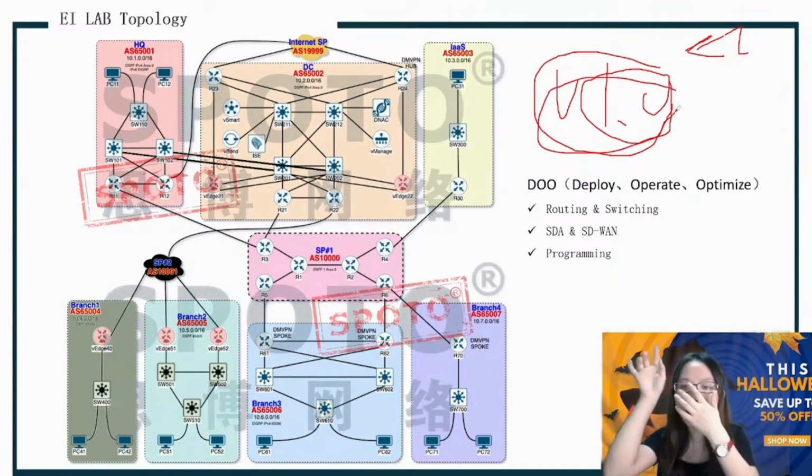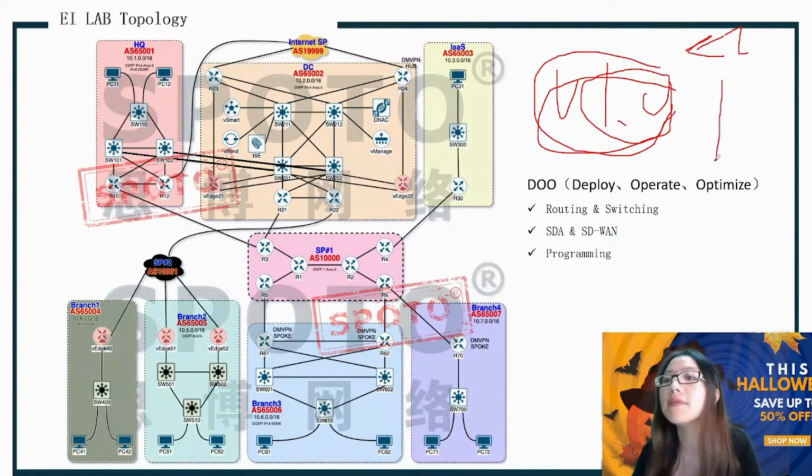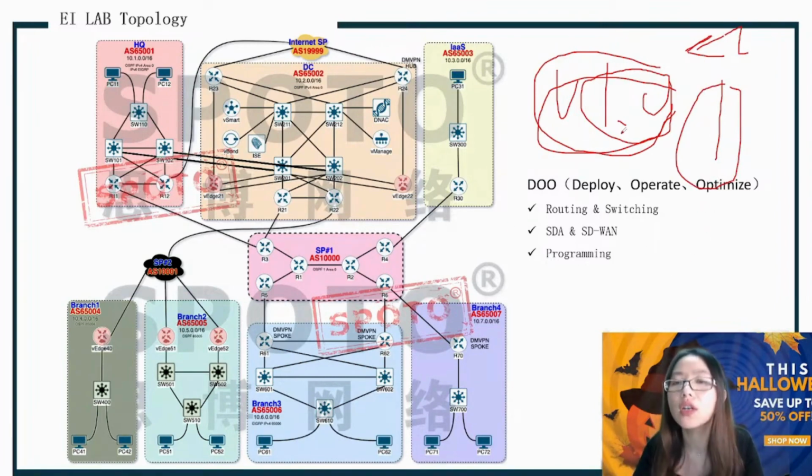If you have taken part in the CCIE EI version 1.0, you can reply 1. If you haven't taken part in the CCIE EI version 1.0, you can answer 0. Have you taken part in it? If you did, reply 1, and if you didn't take part in version 1.0, reply 0.